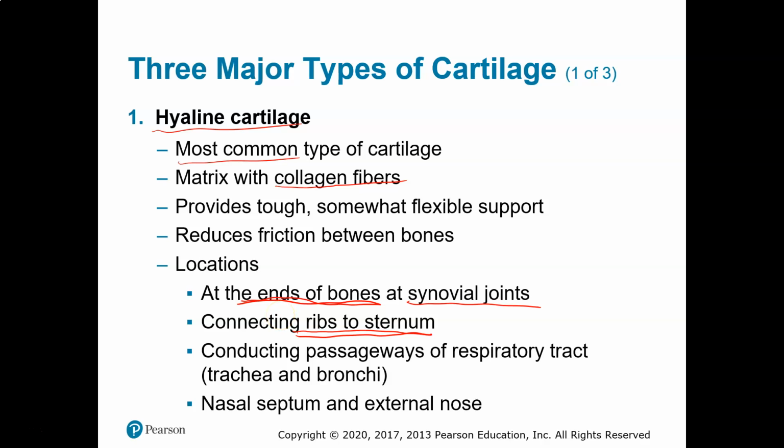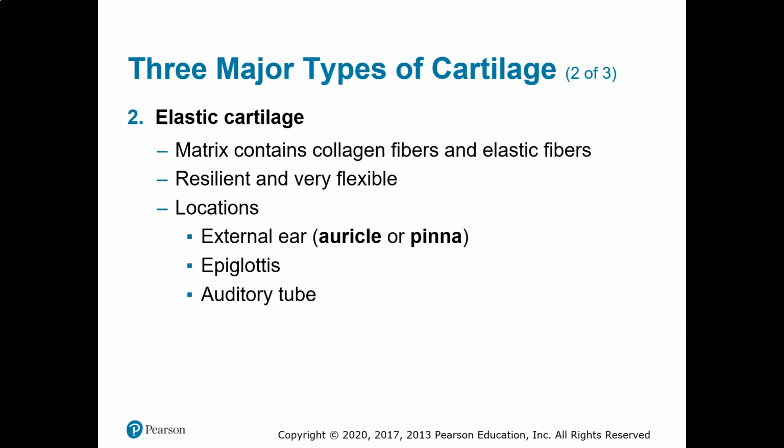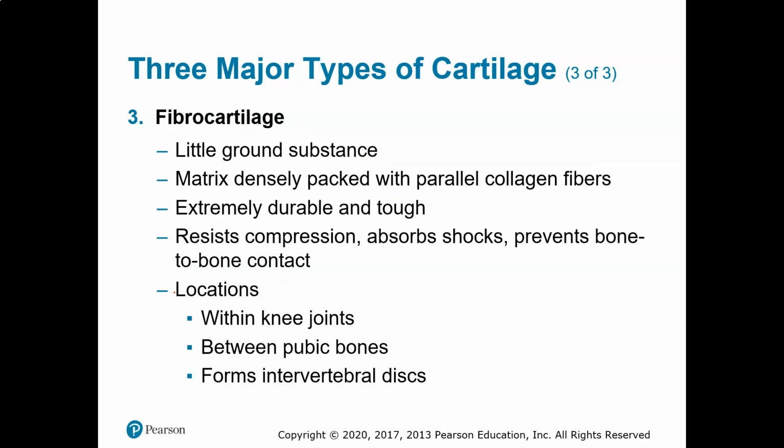Hyaline cartilage is found in the conducting passageways of the respiratory tract. The trachea is surrounded by rings of cartilage, and the nasal septum and the external nose are composed of hyaline cartilage. Elastic cartilage has collagen fibers and elastic fibers, so it is very flexible. The external ear, the epiglottis, which closes over your trachea and prevents food from going down into your windpipe. And then your auditory tubes or your ear tubes are elastic cartilage.